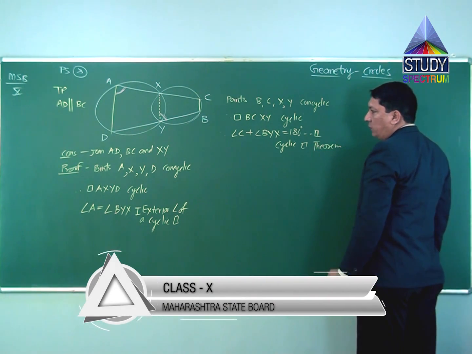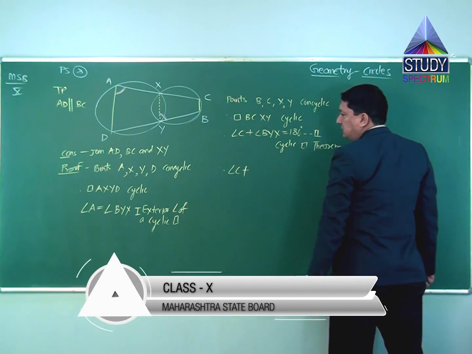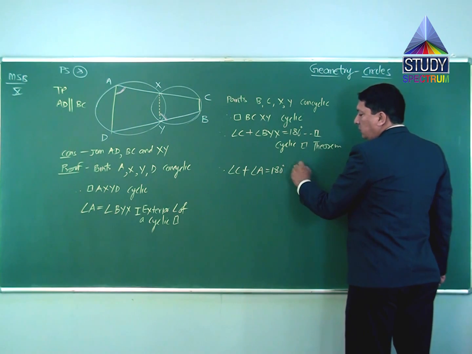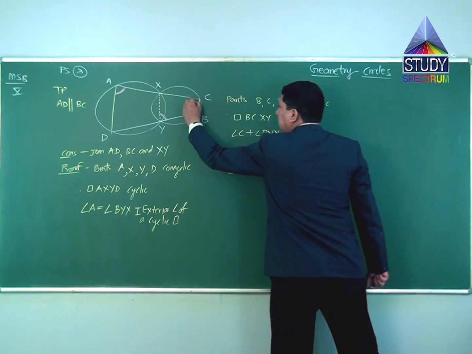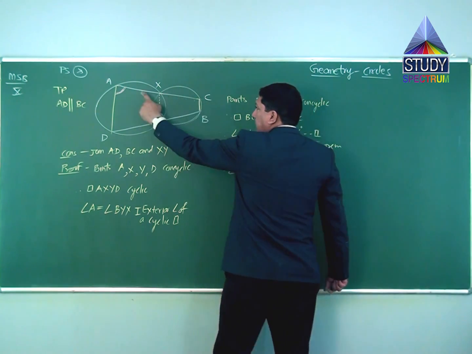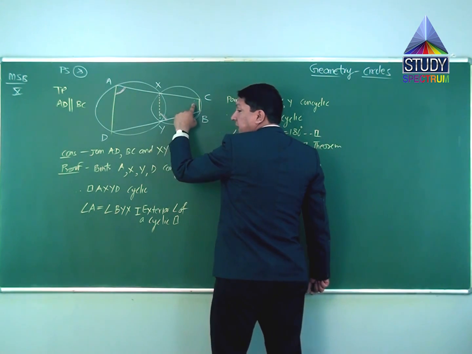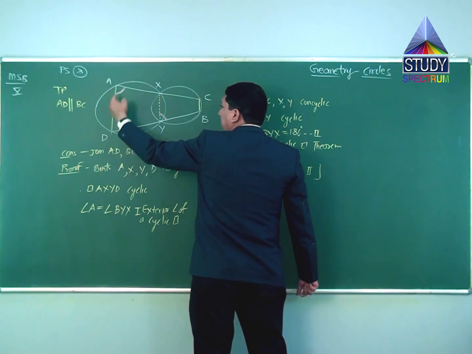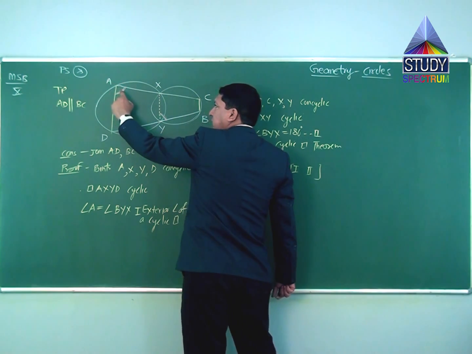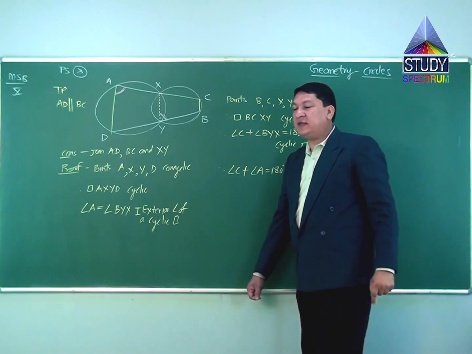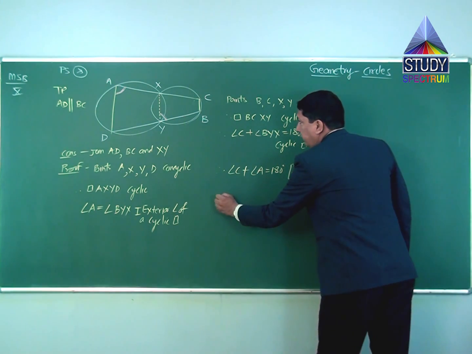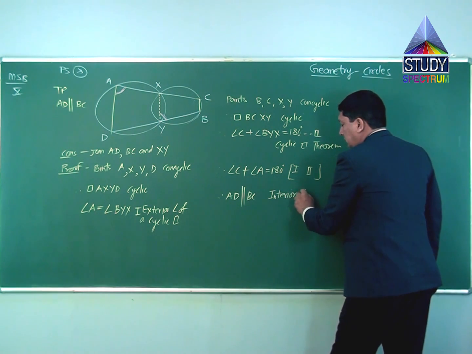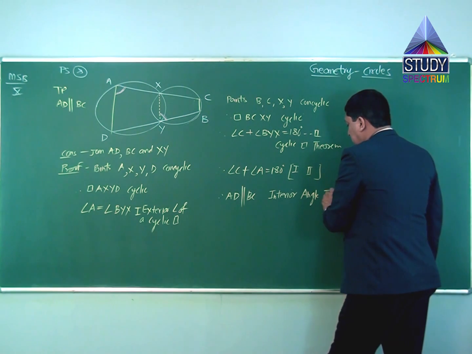Look at 1 and 2. From 1 and 2, we can come to the conclusion that angle C plus, instead of BYX, we can write angle A, is 180 degrees. That means there is a transversal making 180 degree angles. Transversal CA is making 180 degree angles with two lines. Those lines are BC and AD. This is a transversal, and it is making 180 degree interior angles. If that happens, we can say the lines are parallel by the interior angle test. Therefore, AD is parallel to BC. Interior angle test. That's it.